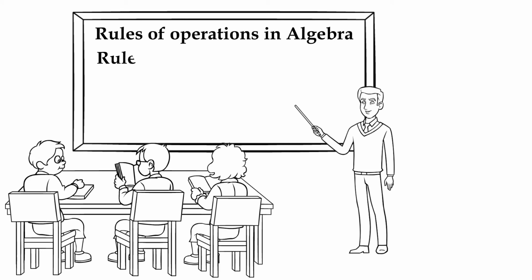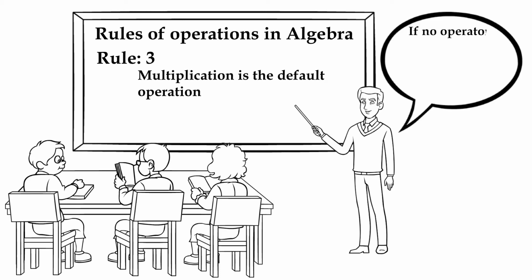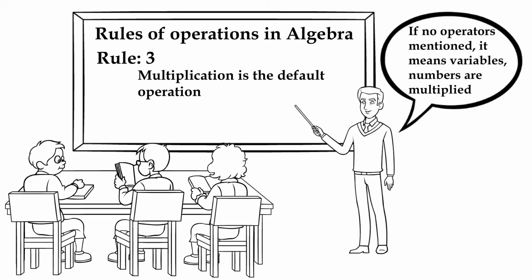Rule number 3. Multiplication is considered the default operation in algebra. The algebraic expression can contain multiple variables and numbers. If there are no operators mentioned in the expression, it is considered that the variables and numbers are multiplied together. Even if the dot sign and parenthesis, used to represent multiplication, are not mentioned, it is implied that multiplication operation is used.